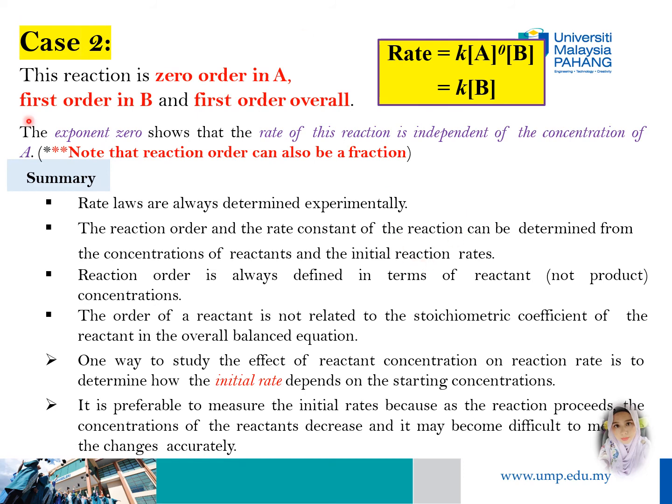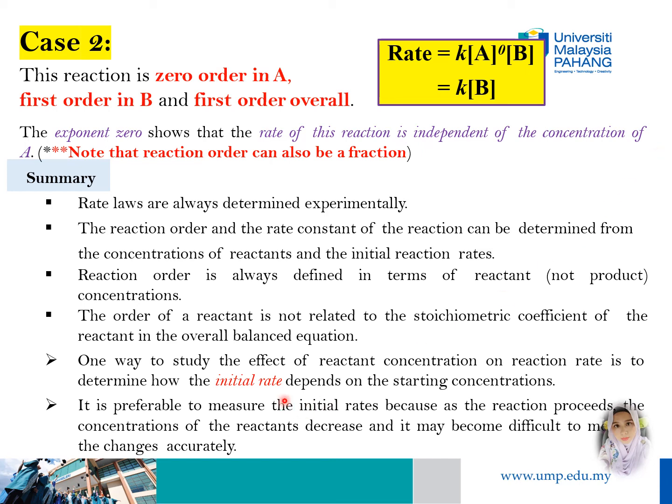Okay, consider case 2, where the reaction is zero order in A and first order in B. This means that the overall order is equal to 0 plus 1, or rate equal to k[B]. It means that the concentration of A does not affect the rate of the reaction. The rate of this reaction is independent of the concentration of A.